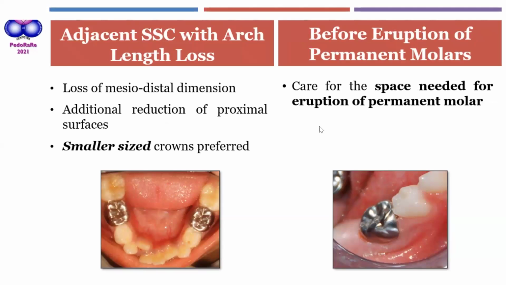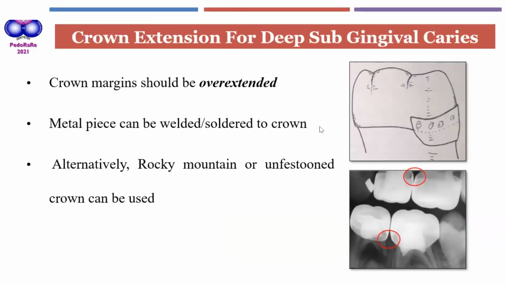If it is before eruption of the permanent molar, care for the space needed for the eruption of the permanent molar, definitely consider that. Keep the marginal ridge a bit flat so that it's helpful. Crown extension: whenever there's crown extension for deep subgingival caries, the crown margin should be overextended. You can slightly weld or solder it so that the metal piece goes along with the crown. Alternatively, though very rare now, you can also use a mountain or unfestooned crown.